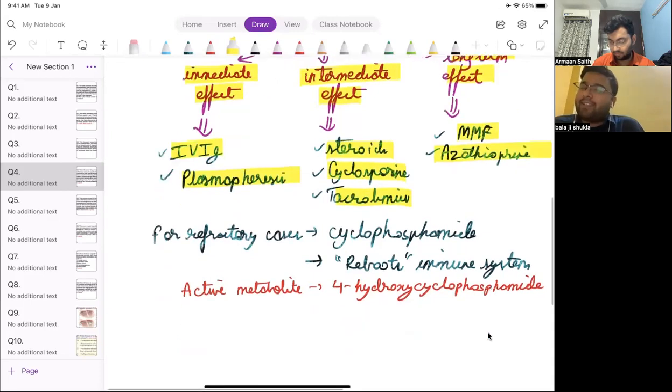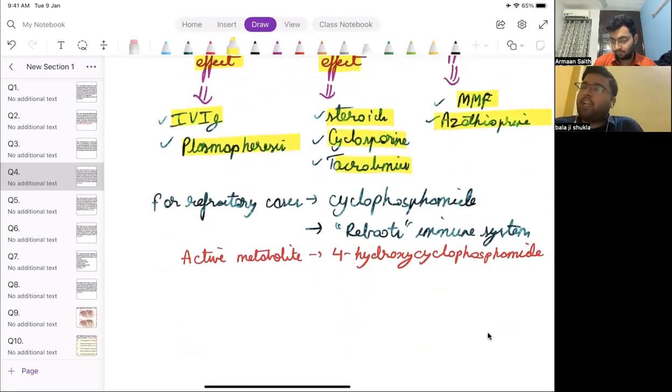For the refractory cases of myasthenia gravis, we have a new treatment known as cyclophosphamide, an anti-cancer drug, which reboots the immune system, as mentioned before. It is worth mentioning that in this INI-CET examination, the active metabolite of cyclophosphamide was asked, and it is the 4-hydroxycyclophosphamide.